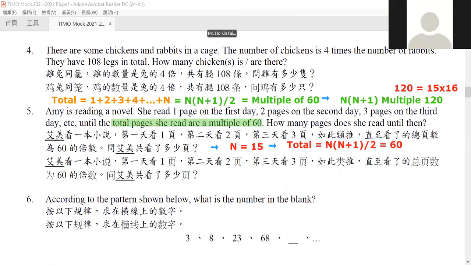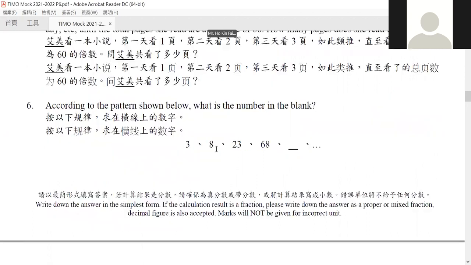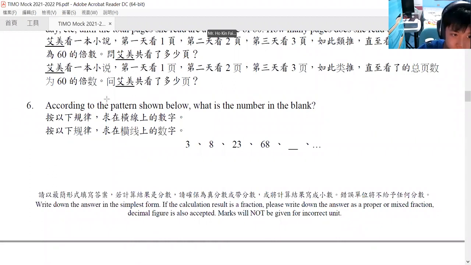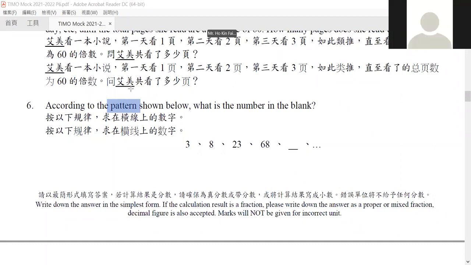Now let's go to question number 6. Again, here we have a pattern: 3, 8, 23, and 68. What is the next number? Now this one is difficult. This is really difficult. And let me state the rules of the pattern. Yes, can I show something? Maybe later. Let me finish it first.